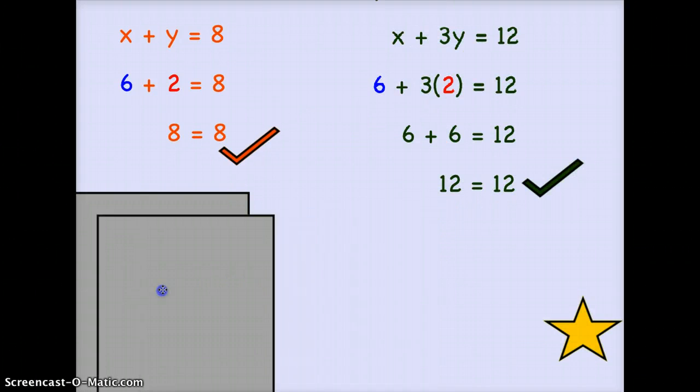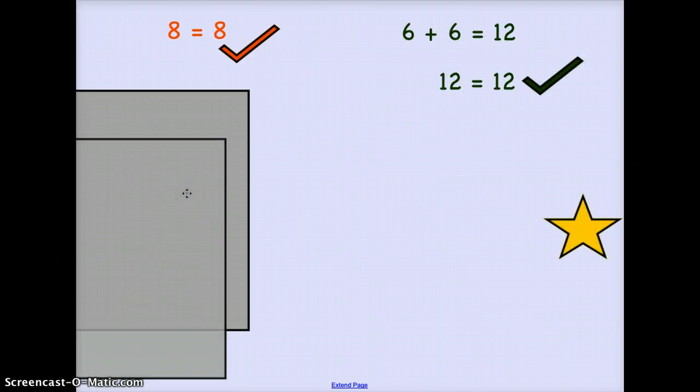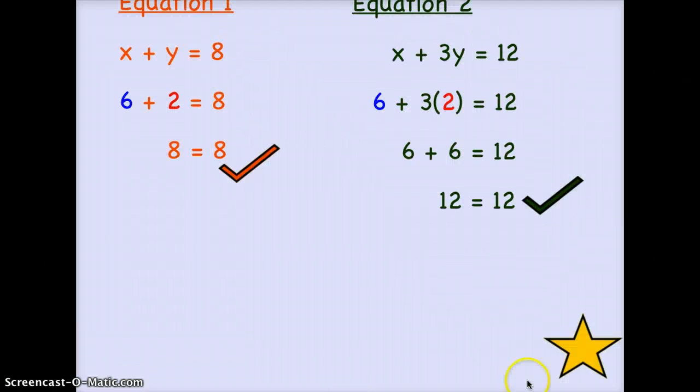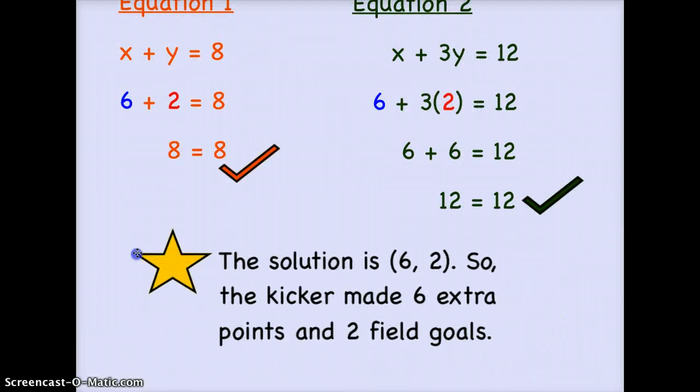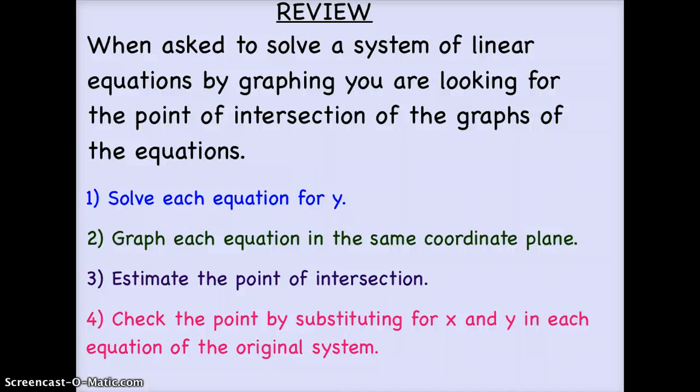So since it works for both equations, we can conclude that the solution is 6, 2. So the kicker made 6 extra points. This was our x value, the number of extra point kicks, and 2 field goals because y represented the field goals.